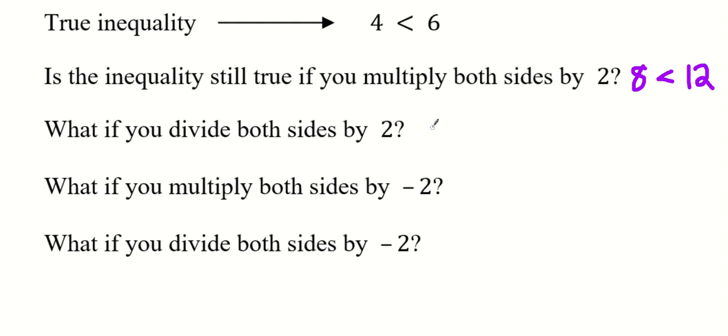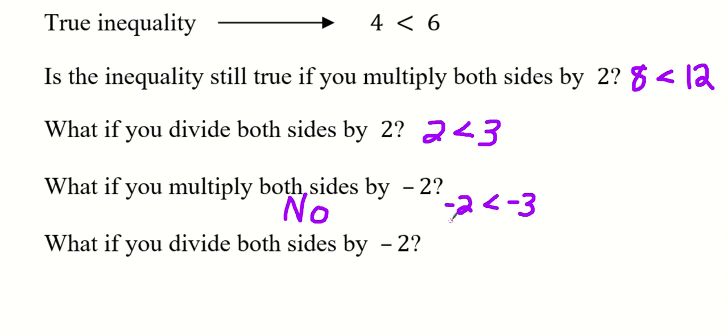Yeah, still true. What if we divide both sides by 2? If we do it by 2, I get 2. Divide 6 by 2, I get 3. So is that still true? Yeah. If we divide both sides by -2, well, that'll make that a -2, and then this would become a -3. So is this still true? Is -2 less than -3? Well, no. It's not true anymore.